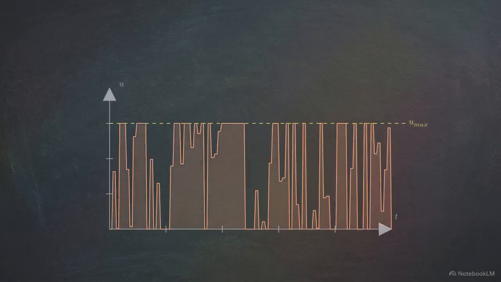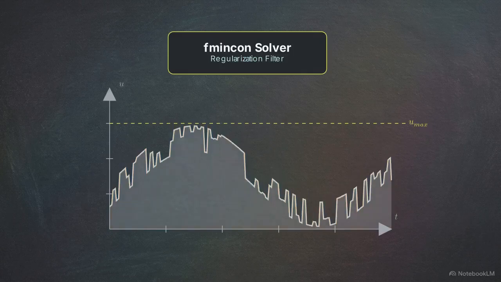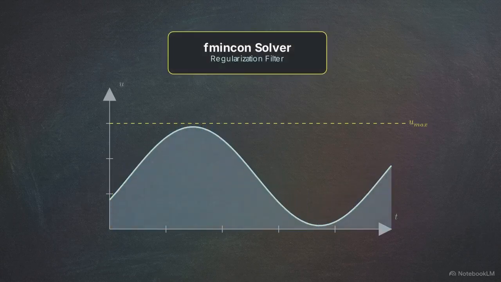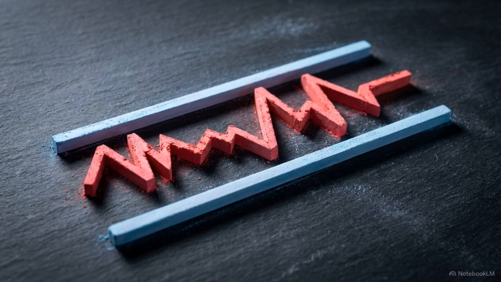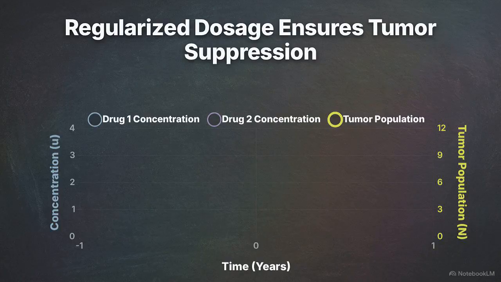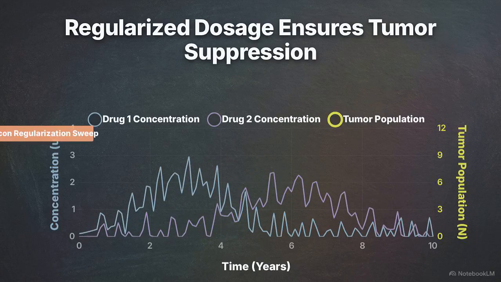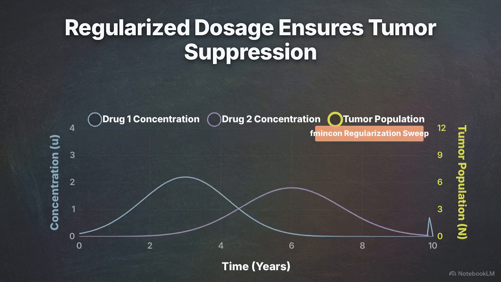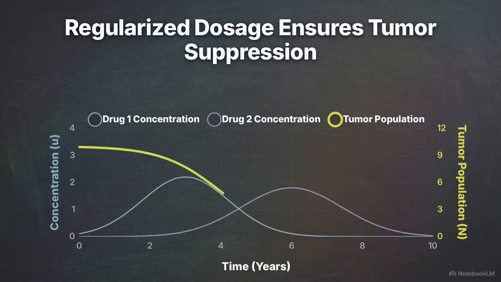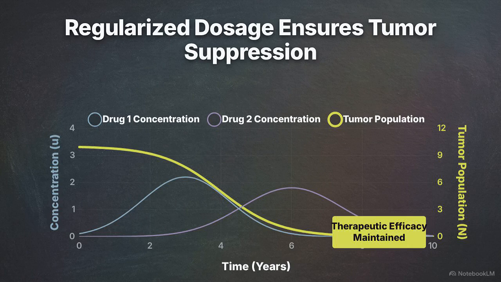That requires the second step of the hybrid architecture: regularization using a nonlinear programming solver known as fmincon. The chaotic, raw output from the QPSO algorithm is fed directly into fmincon to act as its initial condition. This secondary gradient-based solver applies strict mathematical smoothness constraints to the data. The jagged, oscillating data lines are refined, morphing into smooth, continuous curves that represent practical control inputs. When we overlay the resulting tumor population dynamics onto this smooth control input chart, we see a sharp, continuous decline. The regularized curve achieves the exact same therapeutic efficacy as the chaotic global search.